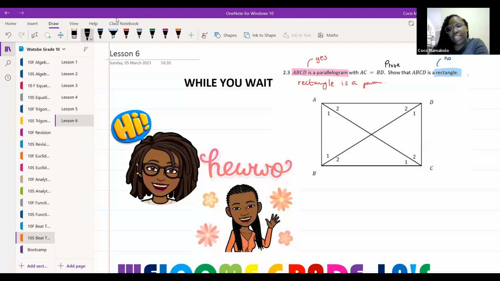Does anybody have any idea? How would we possibly start this kind of question? I'm going to remind you guys before we even go anywhere that quadrilaterals, or quads, are made up of what? What are they made up of? Who remembers from Monday's lesson? What are they made up of?